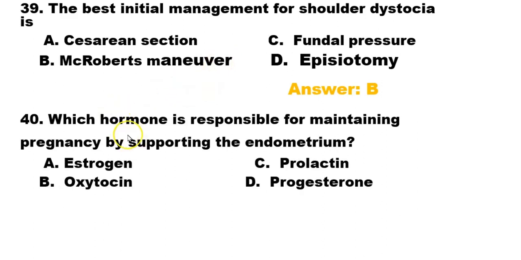The next question: which hormone is responsible for maintaining the pregnancy by supporting the endometrium? A. estrogen, B. oxytocin, C. prolactin, D. progesterone. Think over it for 5 seconds. You said D, you have got it, because progesterone maintains the uterine lining, prevents menstruation, and supports the embryo during early pregnancy.